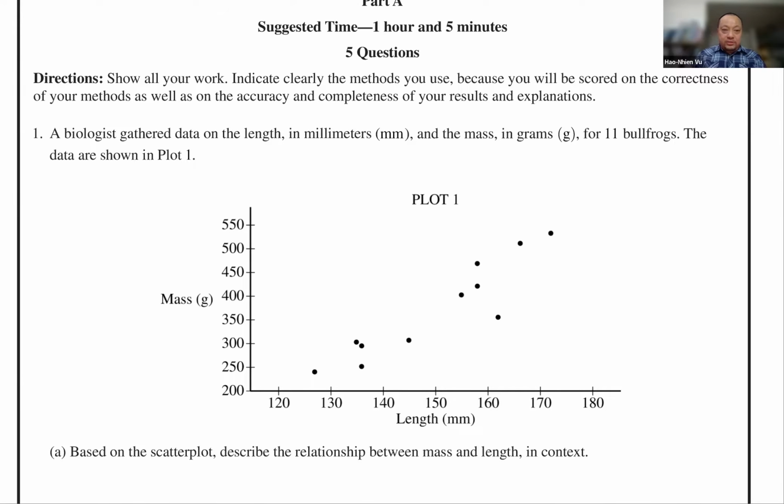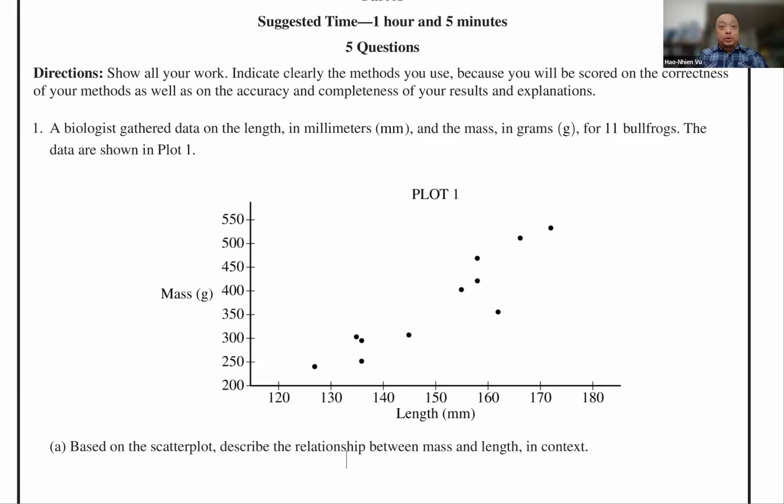The question says, based on the scatter plot, describe the relationship between mass and length in context. In AP statistics, when they say the word in context, what they mean is the scenario that they're giving you. They expect that in your answer. So for example, this whole thing is about the mass and length of bullfrogs. Then say the words mass, length, and bullfrogs in your answer. Use words that reflect whatever variable we're working with. So the variables here are the length and mass, then use the word length and the word mass.